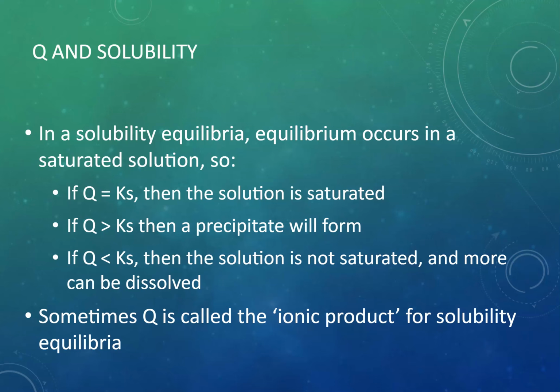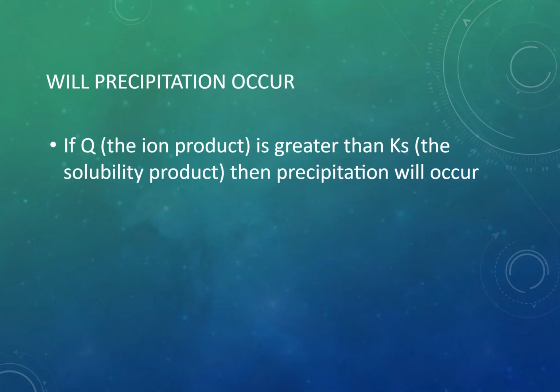In some textbooks, you may find Q called the ionic product, which is only relevant in solubility equilibria. Just like Ks is the solubility product, Q will be the ionic product. It's still basically the same thing, just different ways of referring to it. So when you're being asked a question about whether a precipitate will occur, what you actually have to think about is what is Q, and is it greater than Ks or not?